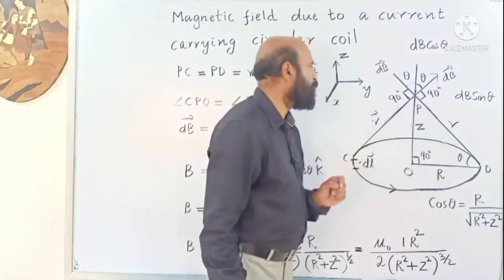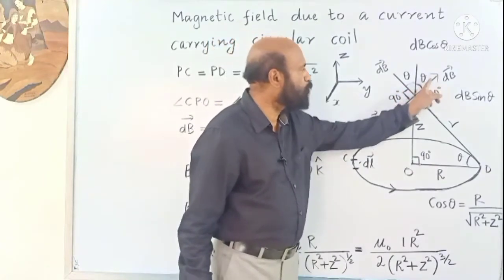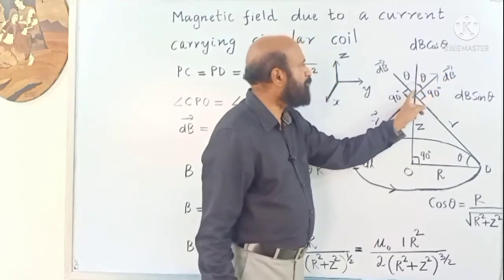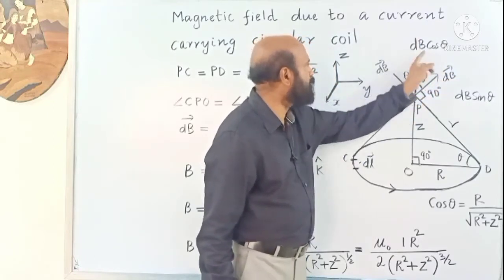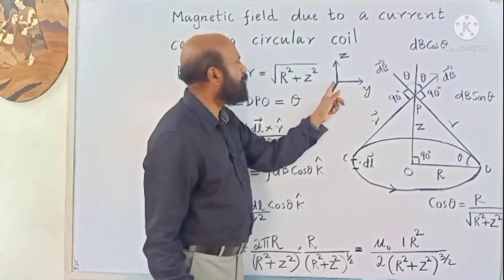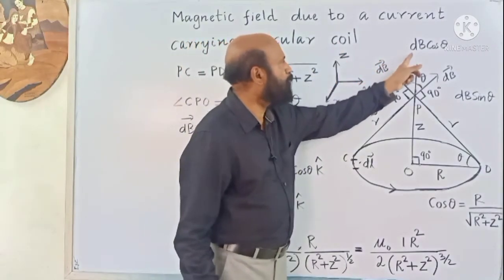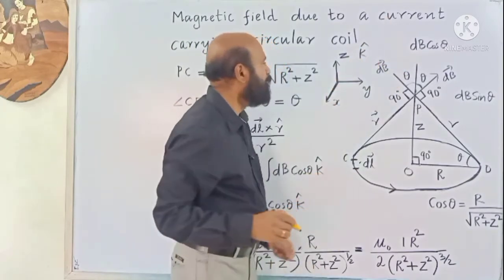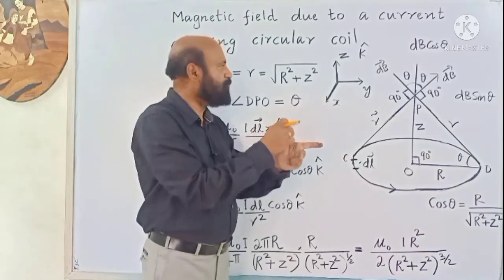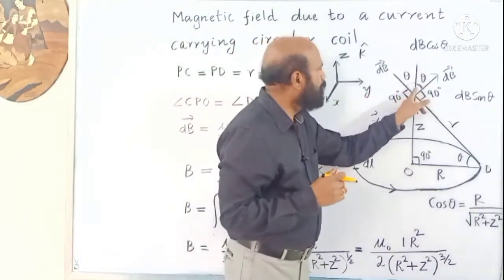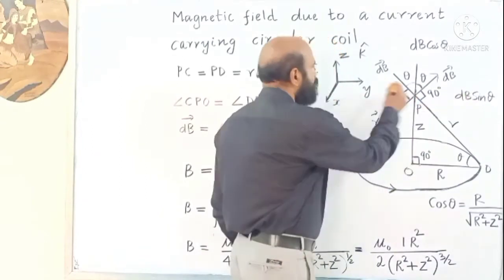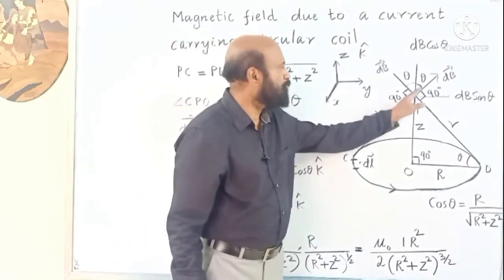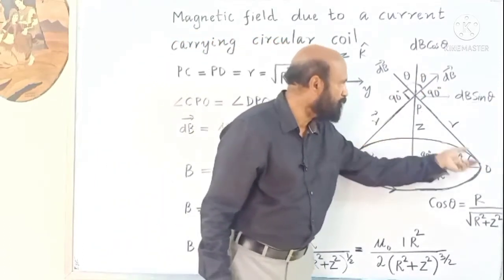Now this dB vector can be resolved into two components. Where it is making theta, that component is dB cos theta. This is the z-axis, so dB cos theta is along the z-axis. The unit vector along the z-axis is k cap. This is x, y, z. Then the component along the y-axis is dB sin theta due to this current element.